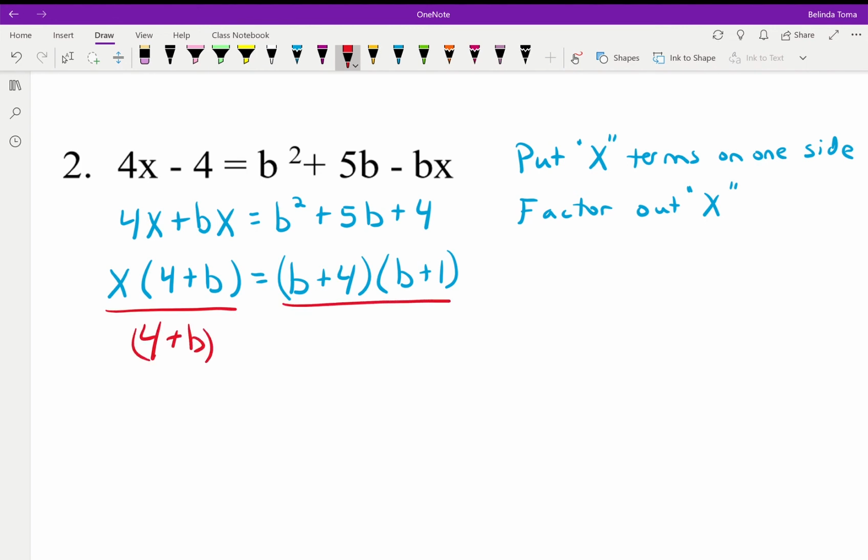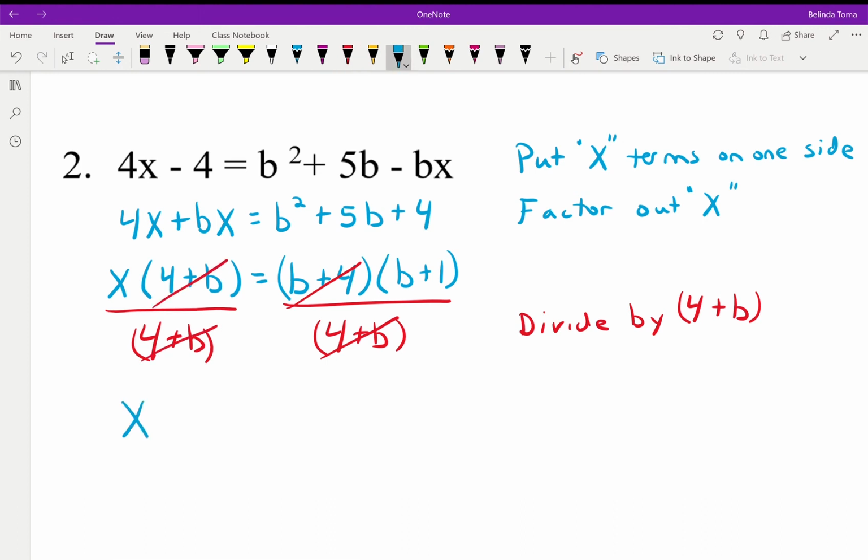Even though it's in a different order, these are the same two terms, b plus 4 and 4 plus b. Again, the order here won't matter because they do have the same signs. So we divided by 4 plus b, and we were able then to cancel out the common terms of b plus 4. And what we were left with is that x is equal to b plus 1.